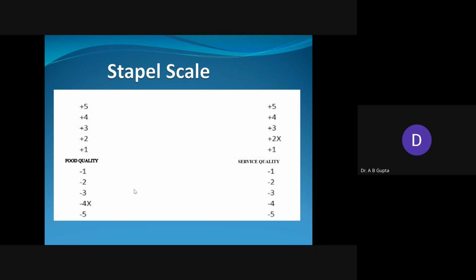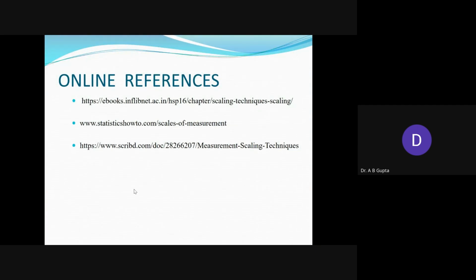So, my friends, in this session, we discussed scales, we discussed scaling, we discussed step sampling. One more slide. So these are the online references. If you are interested, these are the online references: scales of measurement, scaling techniques. On InfluBNet, a lot of information is there. You can refer to this one.